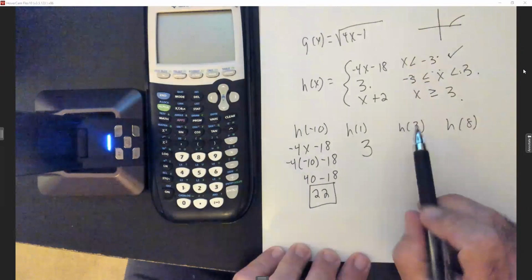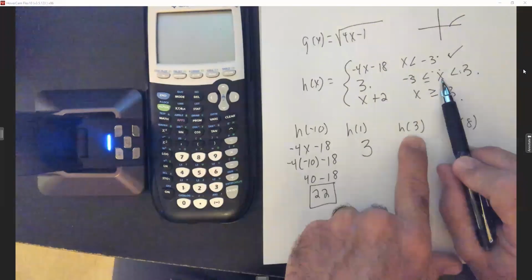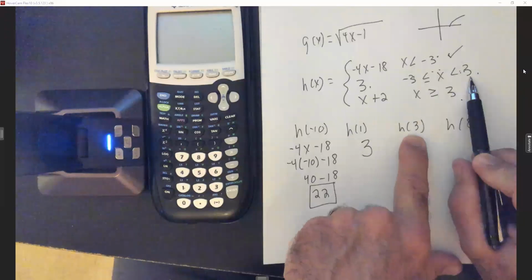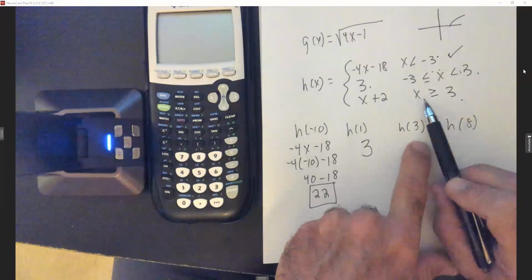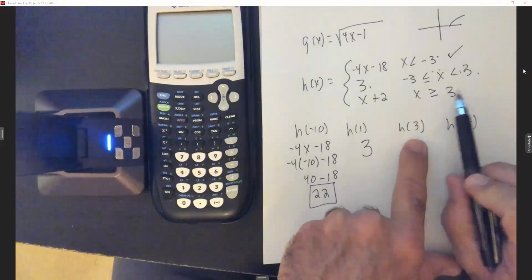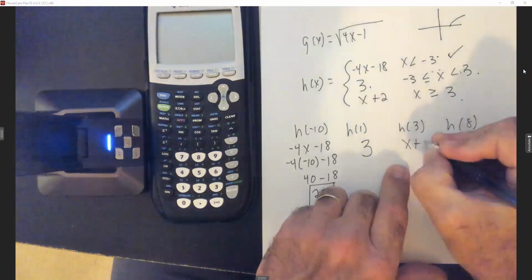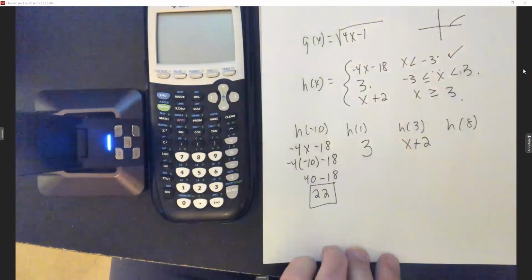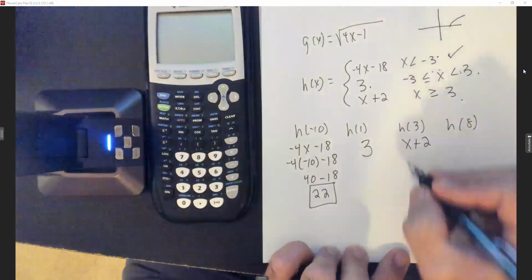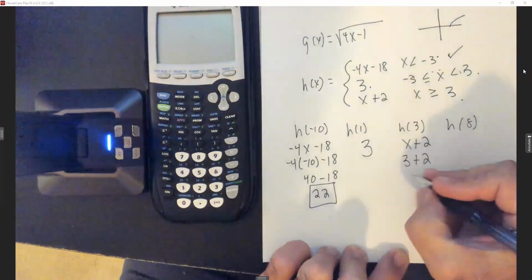Now, h of 3. If I put a 3 here, 3 is not less than 3. So let me try this one. This one says 3 is greater than or equal to 3. So since 3 equals 3, I'm going to use the last equation, which says x plus 2. I'm going to replace the x with the 3. So I get 3 plus 2, which is 5.